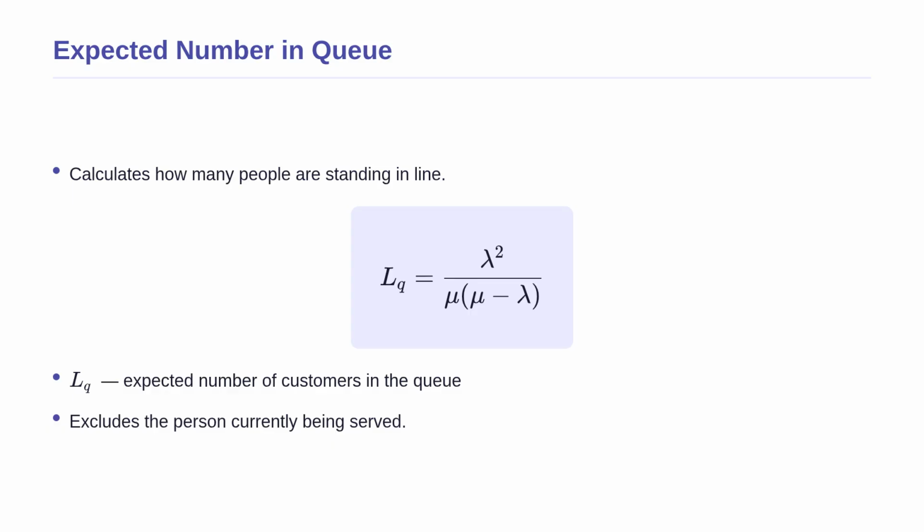Next, we look at the queue itself with the formula for LQ, the expected number of customers waiting in the queue. The numerator is the arrival rate squared, which shows how sensitive the waiting line is to incoming traffic. The denominator is the service rate multiplied by the excess capacity of the system, which is mu minus lambda. This formula specifically counts only the people standing in line, completely excluding the person currently being served at the counter. It helps managers decide how much physical space is needed for the waiting area.